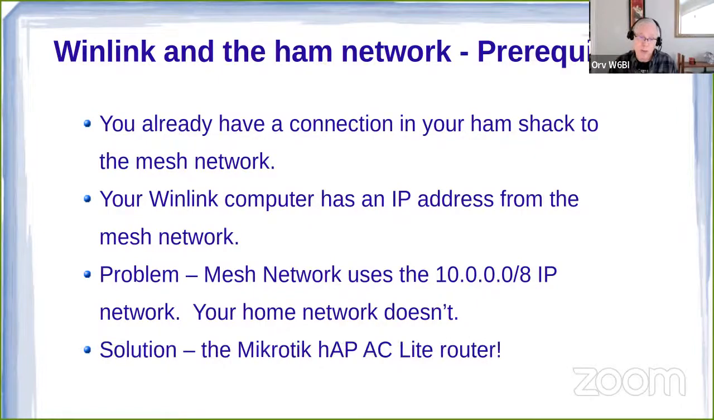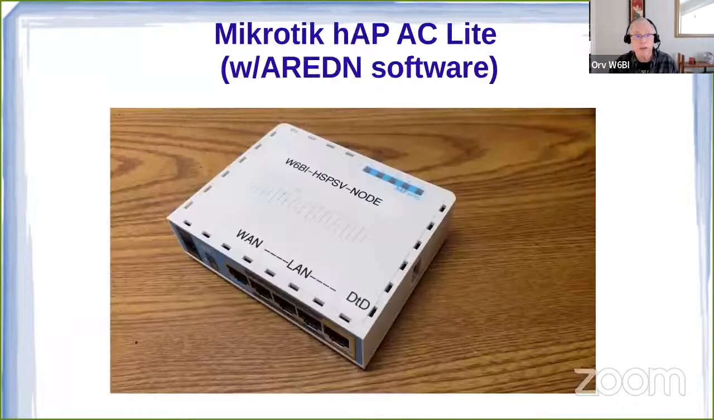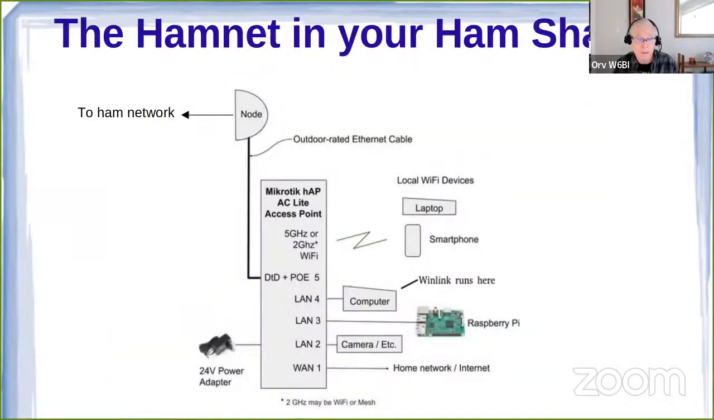You get a Mikrotik hAP ac lite router. It's a little 5-port router. Here it is, costs, I don't know, 50 or 60 bucks. Loaded with the AREDN software, this is what it'll do for you.